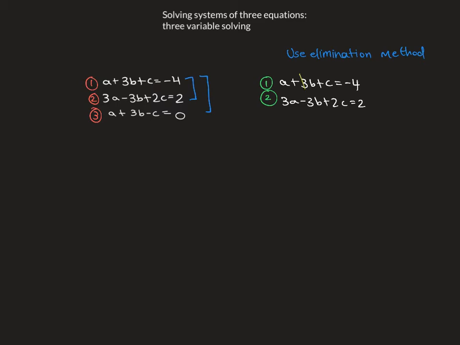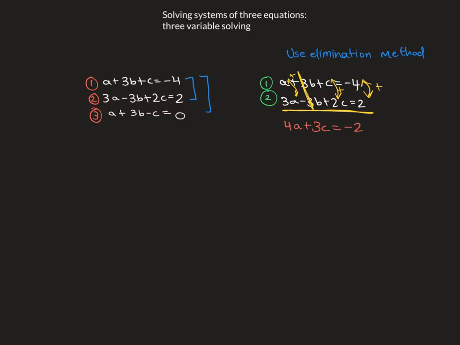So what we can do is cancel off our 3b's, and then we can add up everything else that hasn't been canceled. What we're left with is 4a plus 3c, and then minus 4 plus 2, minus 2. So we're left with 4a plus 3c equals minus 2. And as you can tell, we've narrowed it down to two variables.